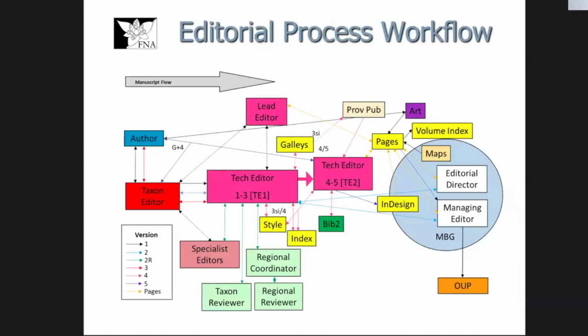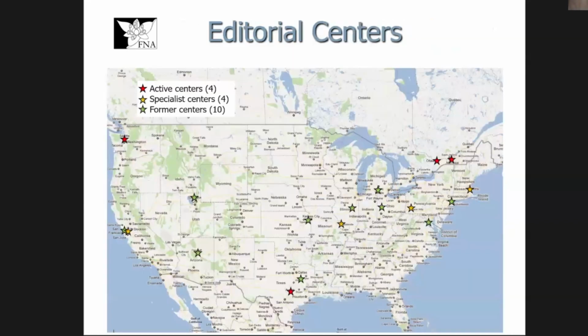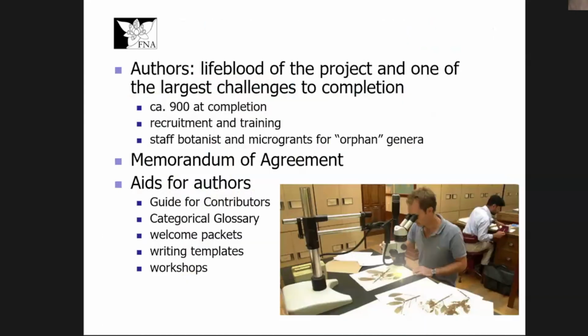So this blob of spaghetti represents the workflow. All I want to say about it is that it starts over on the left-hand side with authors and taxon editors, and you gradually move things from left to right until it gets over to the Missouri Botanical Garden, where the main editorial center is located, interacting with Oxford University Press, where the volumes are ultimately published. We've had 18 editorial centers. KU served as one of those for 2 of the volumes. There are a number of them scattered across the US, but we're winding the project down now, so there are not as many active editorial centers.